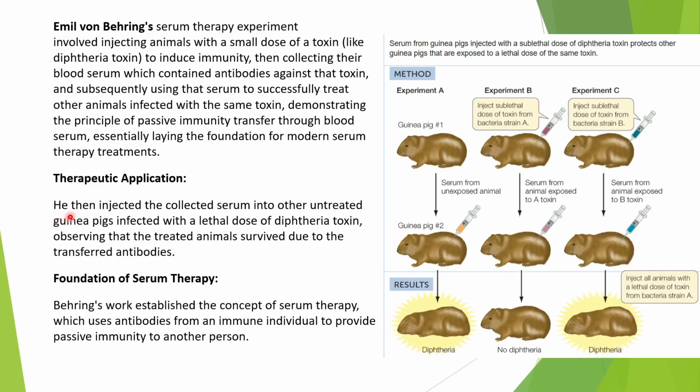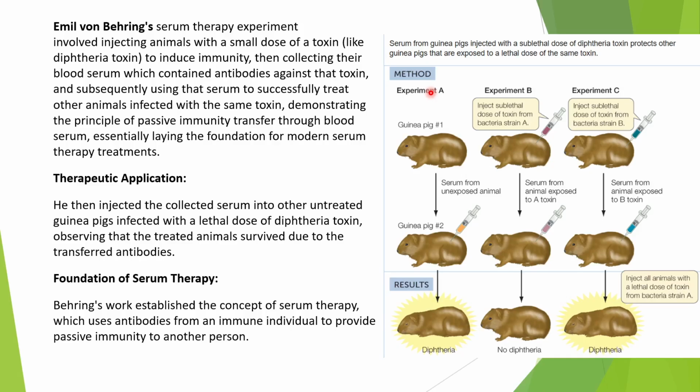So therapeutic applications, he then injected the collected serum into other untreated guinea pigs infected with the lethal dose of the diphtheria toxin, observing that the treated animals survived due to the transferred antibodies. Then foundation of the serum therapy, Behring's work established the concept of serum therapy, which uses antibodies from an immune individual to provide passive immunity to another person. So you can see the illustration of the experiment here. Serum from guinea pigs injected with a sublethal dose of diphtheria toxin protects other guinea pigs that are exposed to a lethal dose of the same toxin.